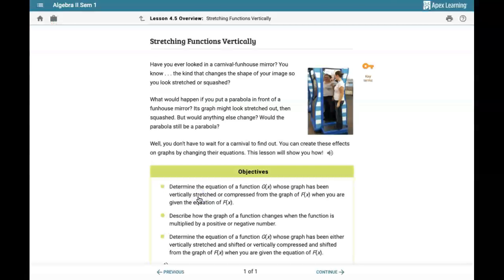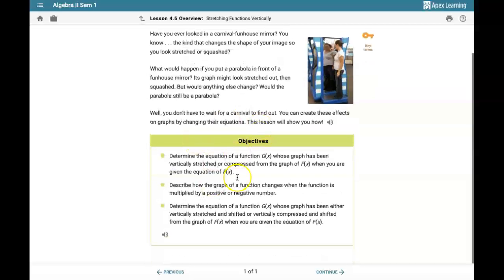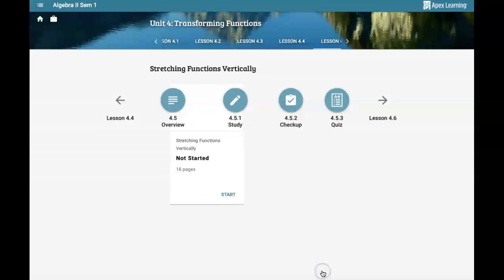For the overview here, it's referring to stretching or compressing things in relation to a funhouse mirror. That's a way you can think about this, distorting the shape of the different graphs. And again, we're going to work with how we do that graphically, and how we do that using our equations.